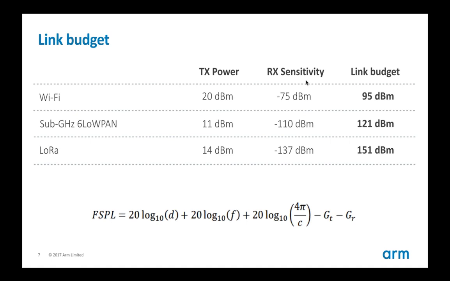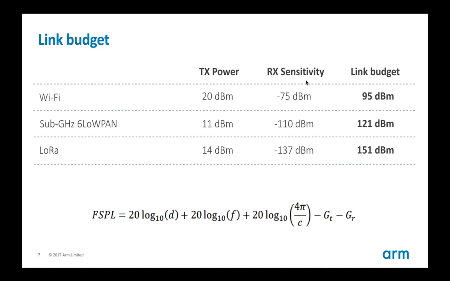Well, decibels are a logarithmic scale. So it's not that LoRa has twice as good a signal as Wi-Fi, or a link budget as Wi-Fi has. It's actually not even 10 times as much. It's 2 to the 10th, because for every 6 decibels, you double your distance. So LoRa can go 2 to the 10 times as far as Wi-Fi, theoretically. And also a lot further than sub-gigahertz 6LoWPAN. That's just because the LoRa modulation is a lot better at getting the signal out of the noise than these other technologies are.